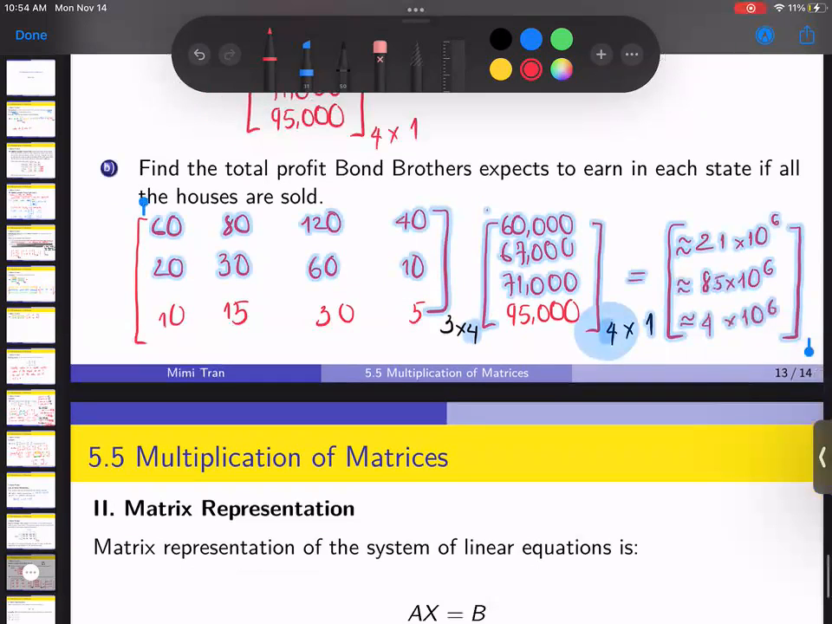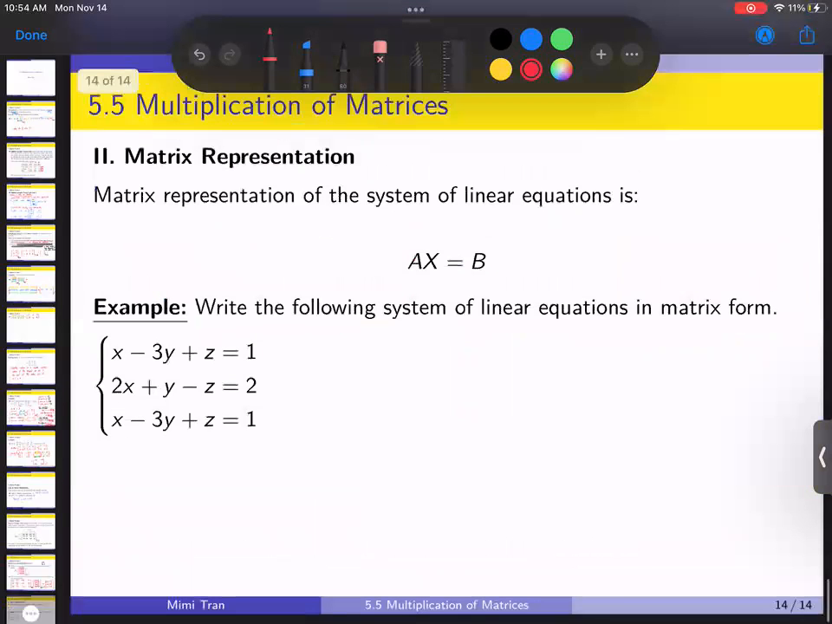So that is the story problem. Right, on the exam again, you use a calculator. Don't do it by hand. You don't have to. Now for the last part, this is the introduction for 5.6.